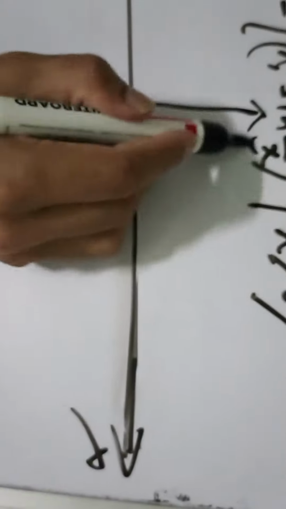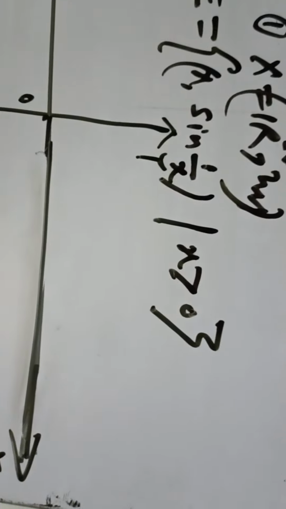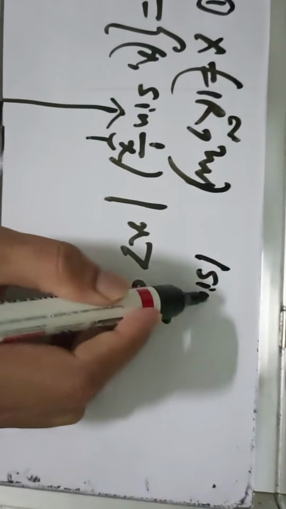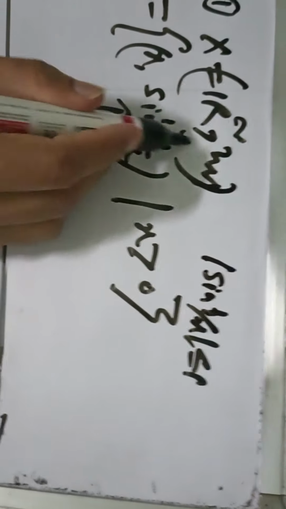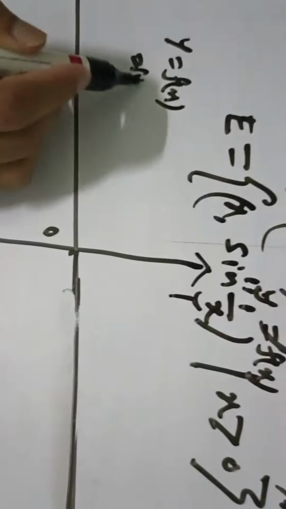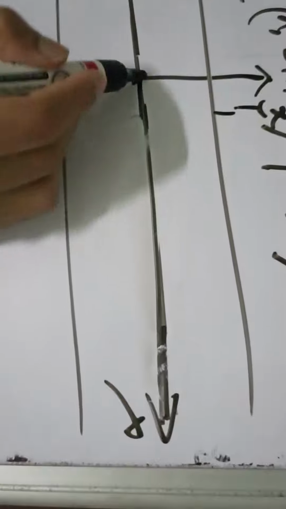On the x and y axes, we all know that the modulus of sine is always less than or equal to 1. So here y equal to f(x) equal to sin(1/x), and the modulus of sin(1/x) is always less than or equal to 1. So the values of y lie between 1 and -1.